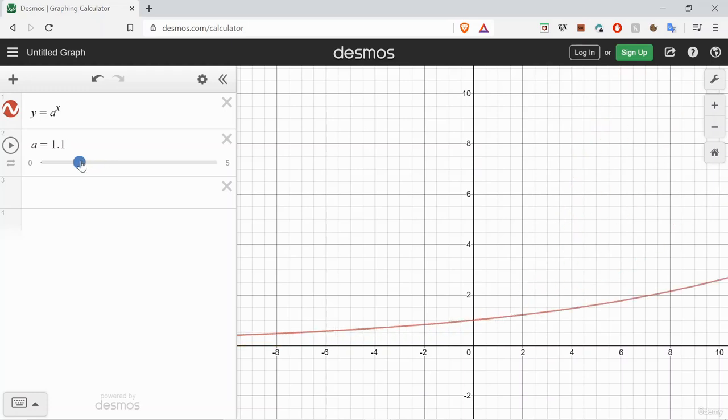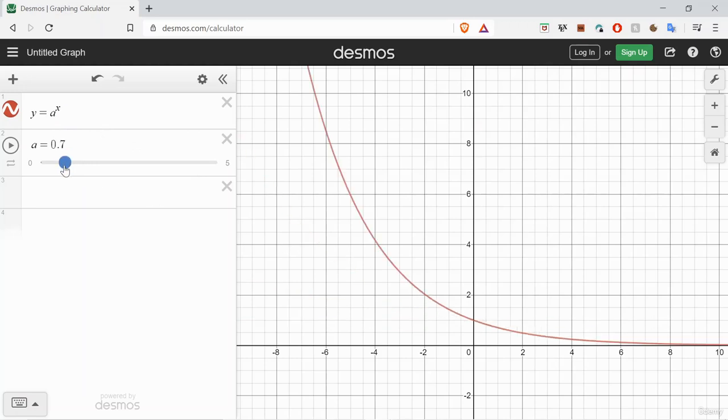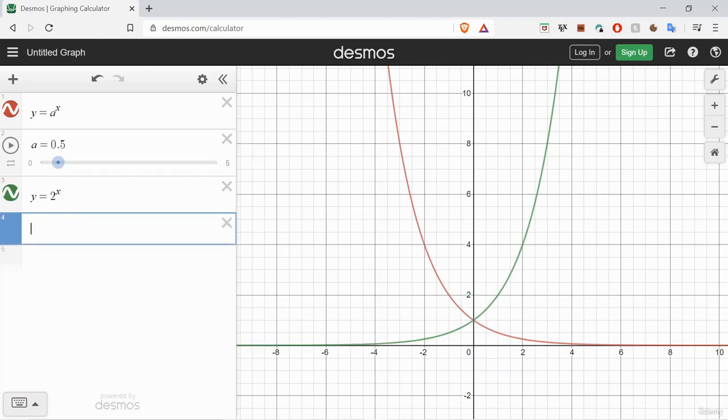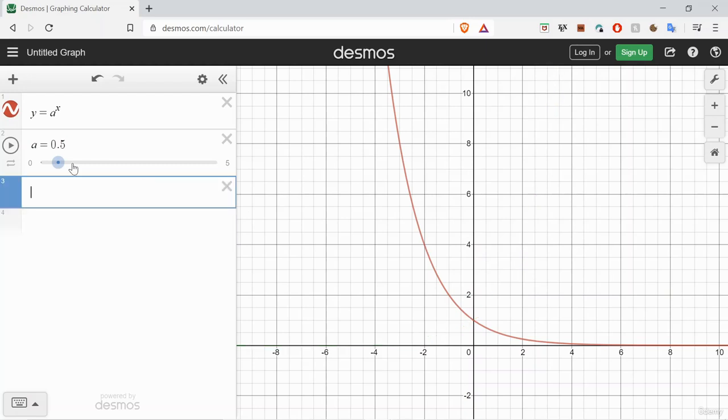Well, it's going to flatten out entirely because 1 to the x is 1 everywhere. 1 squared is 1, 1 to the power 8 is 1, 1 to the power minus 6 is 1. What about when it turns into a fraction? Well, it just pops back on the other side, which is kind of nice. So when a equals a half, you've got a half to the power of x. In fact, that's just an exact reflection of y equals 2 to the x, which is quite nice.